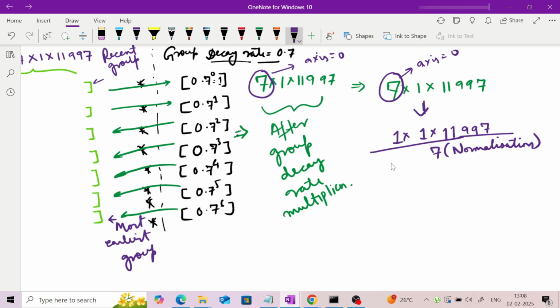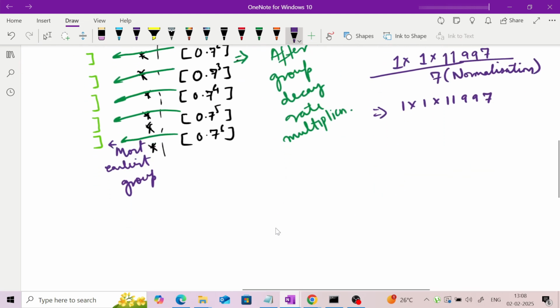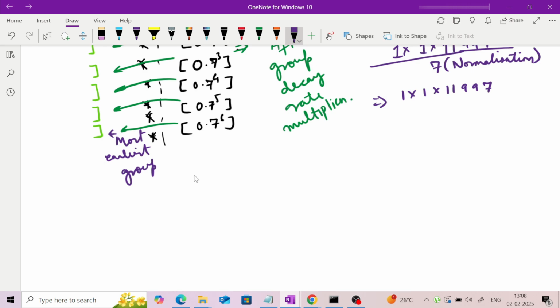And the final vector that we got will be like this, 1 by 1 by 11997. And what does this represent? So we were working on the user ID 2. Corresponding to user ID 2, we are creating a profile by converting all the historical transactions into a single vector.